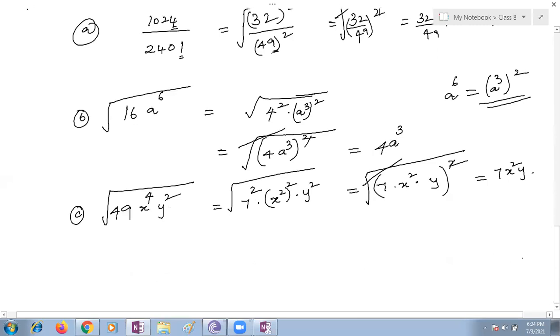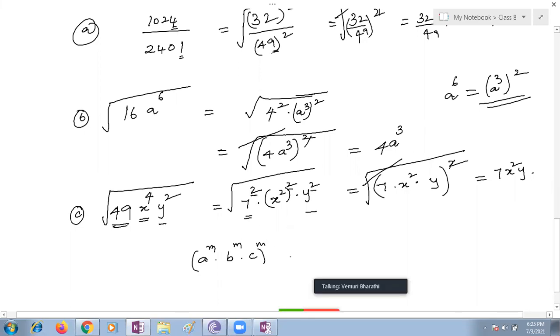Okay, right. Here 49 can be written as 7 square. x raised to power 4 can be written as x square whole square. Next, y square is the same as it is. Now everything is in the form of a power m, b power m, c power m, because all the powers are the same. So we write (a b c) whole power m, whole power square.